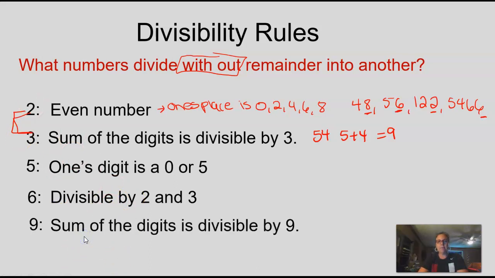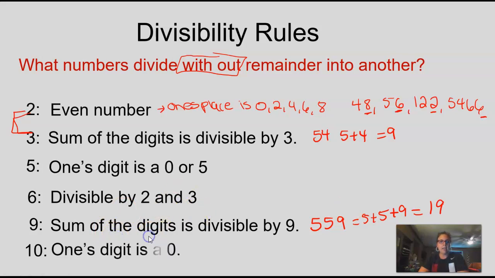9. The sum of the digits is divisible by 9. So it's the same as 3. Take 559. 5 plus 5 plus 9 is 19. So 9 doesn't go into 19 without a remainder. It would not be divisible by 9. Okay, 10. The ones digit is a 0. So 10, 20, 30, 40, 50.